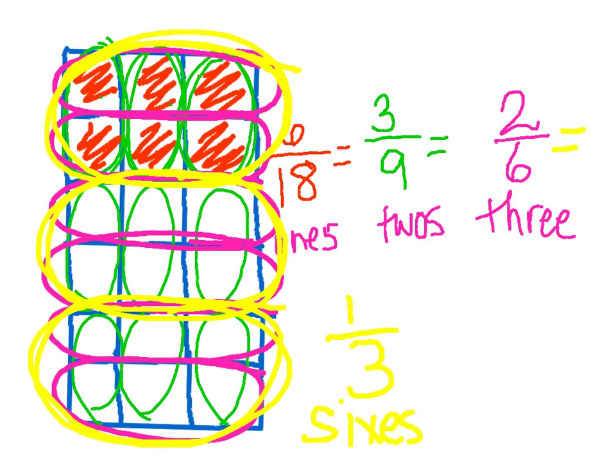So I know that 6/18 is equal to 3/9 is equal to 2/6 is equal to 1/3, all from using the lasso method. You can call it circle if you want. I like to call it lasso method, but that's it. That's what we have. 4 different equivalent fractions off of 1 rectangle. Good job.